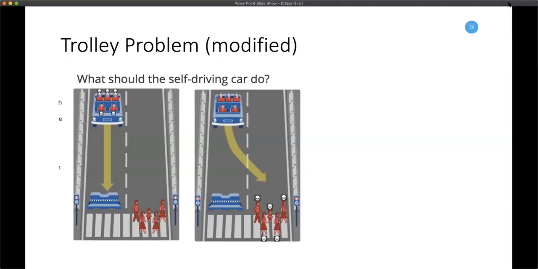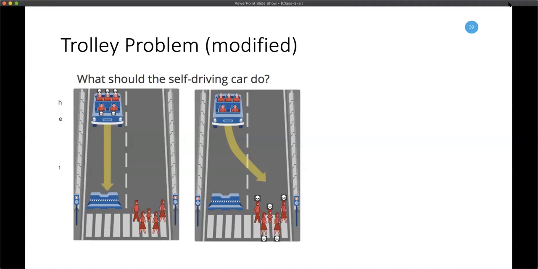I'm also going to give you a video about the trolley problem. If you've been in any computer science classes, you may have seen this. This is a modified version of the trolley problem from the perspective of an autonomous car. So if you think about a self-driving car, we have 5 people in this car. You have 5 people on the street.